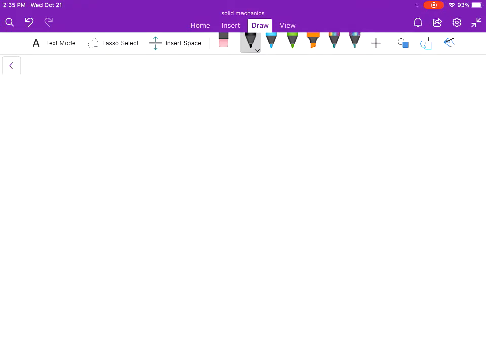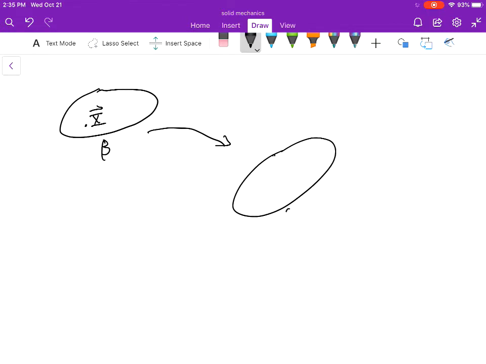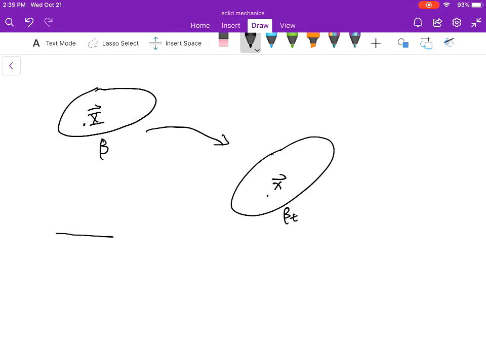Okay, let's get started. In order to talk about the deformation gradient tensor, first we need to consider a material, say like this, in a reference configuration that is undeformed, B, and we consider a material point with location vector uppercase X. After a deformation, it becomes maybe this shape, and we call it the configuration Bt, and the material point uppercase X becomes lowercase x vector, and we can construct a coordinate system here.